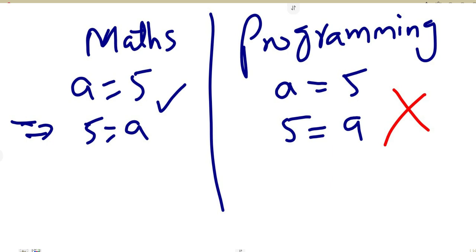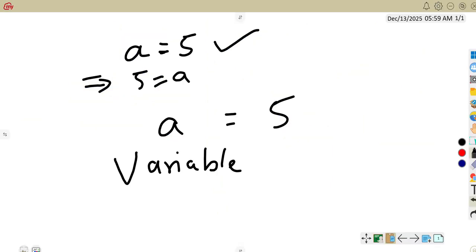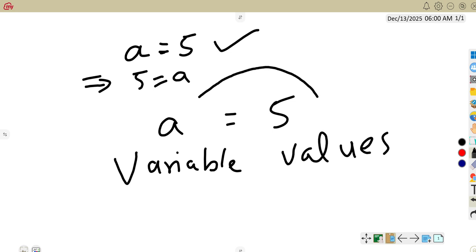But in case of programming, if we are writing A is equal to 5, we cannot write 5 is equal to A. We cannot even write 5 on the left side, because in programming, the variable name is always written on the left and the value or expression is always written on the right. So basically this value is going to be stored in this variable. But in case of mathematics, it is not like that.